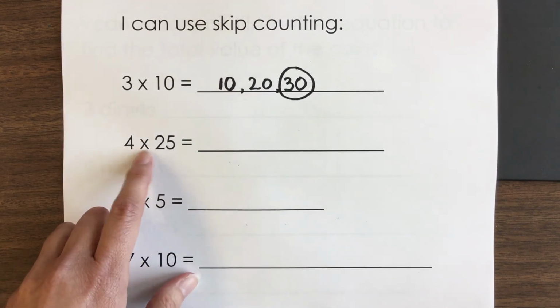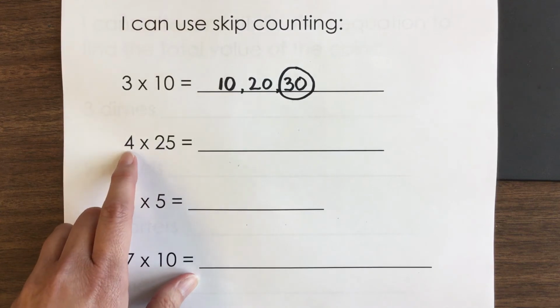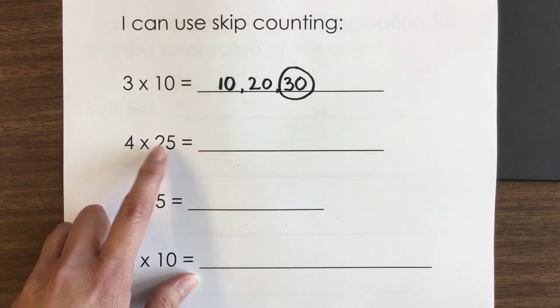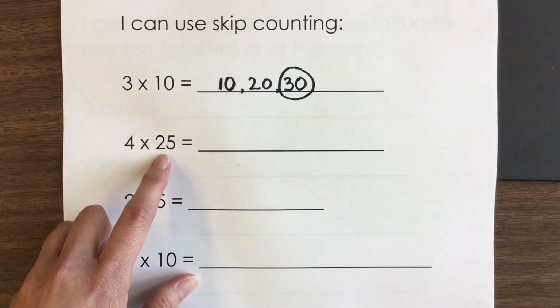How about 4 times 5? Well, this means 4 groups of 25. I hope I said 25 earlier. So let's skip count by 25s because we learned that skill as we've been learning money.